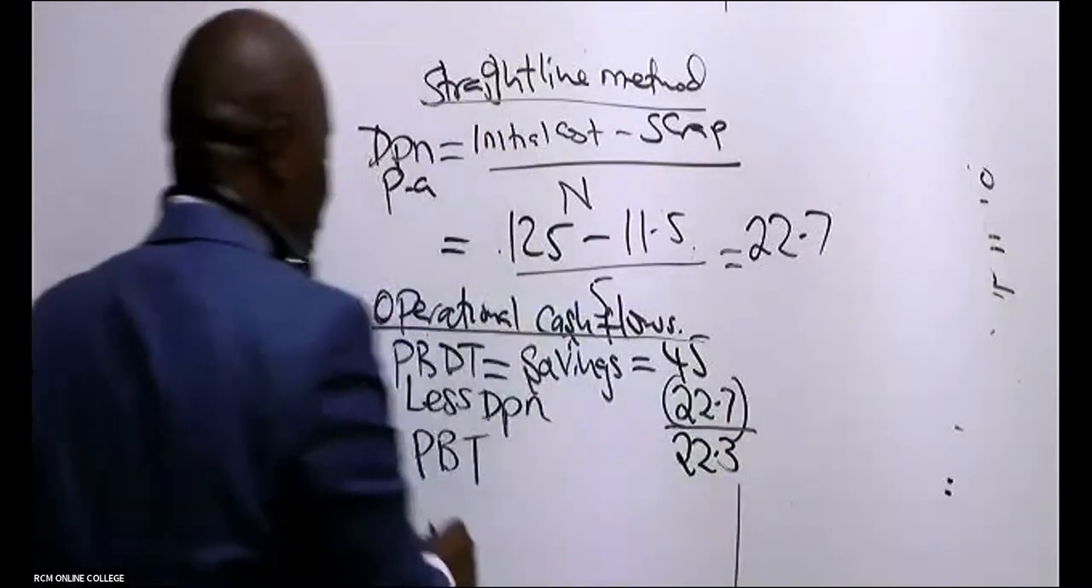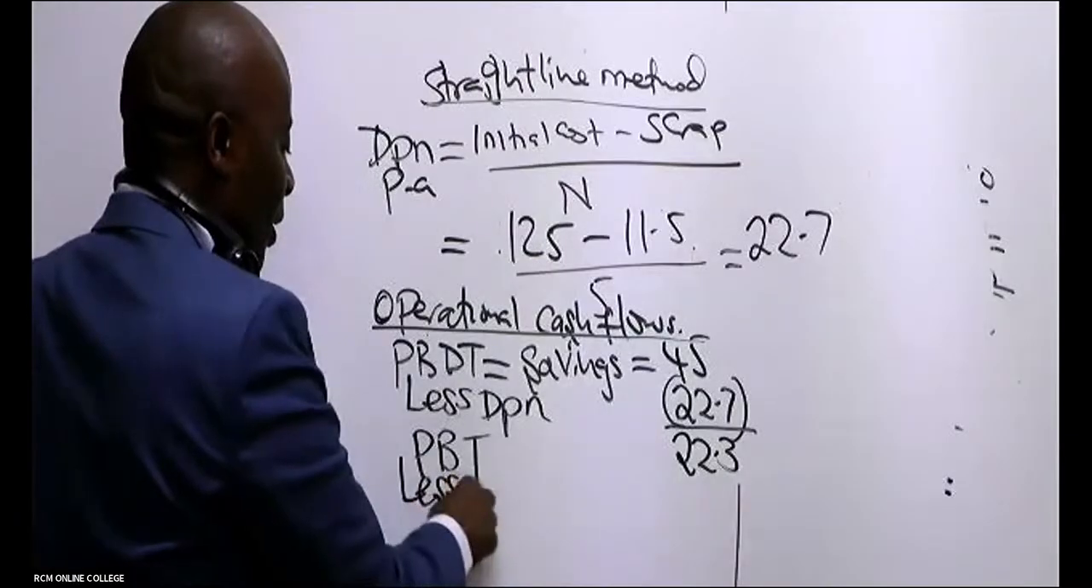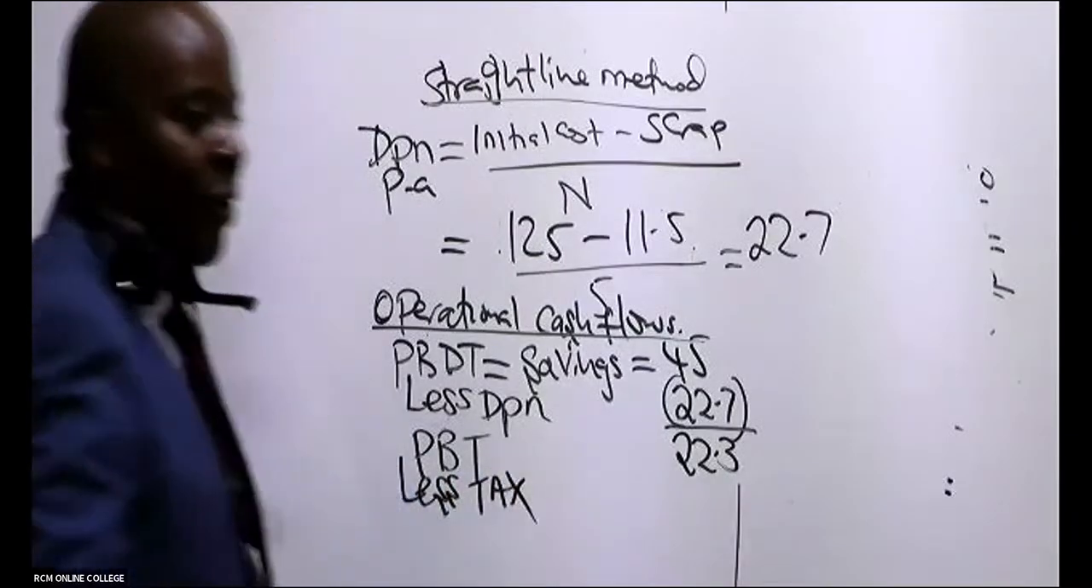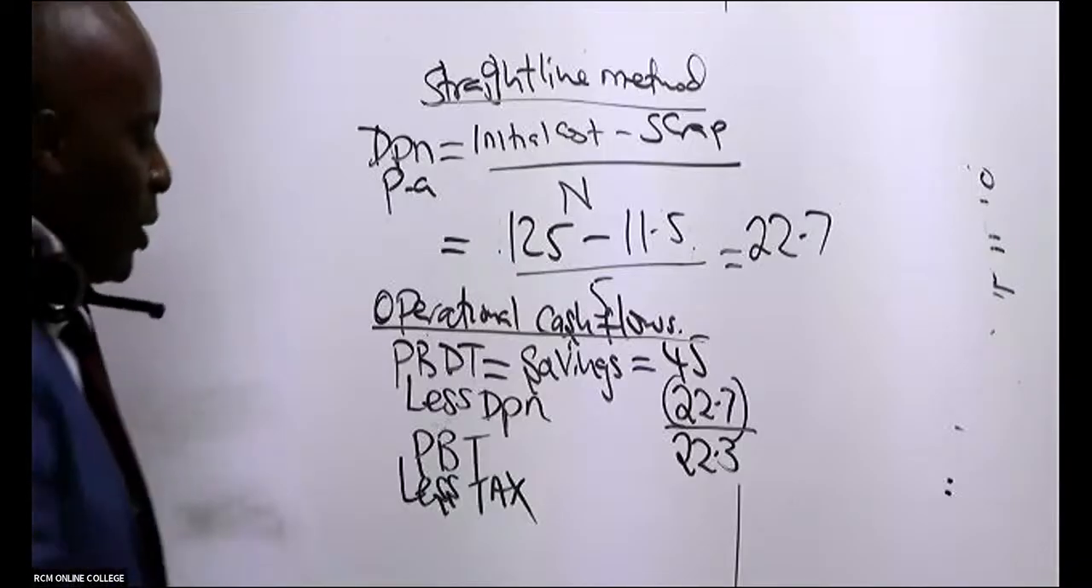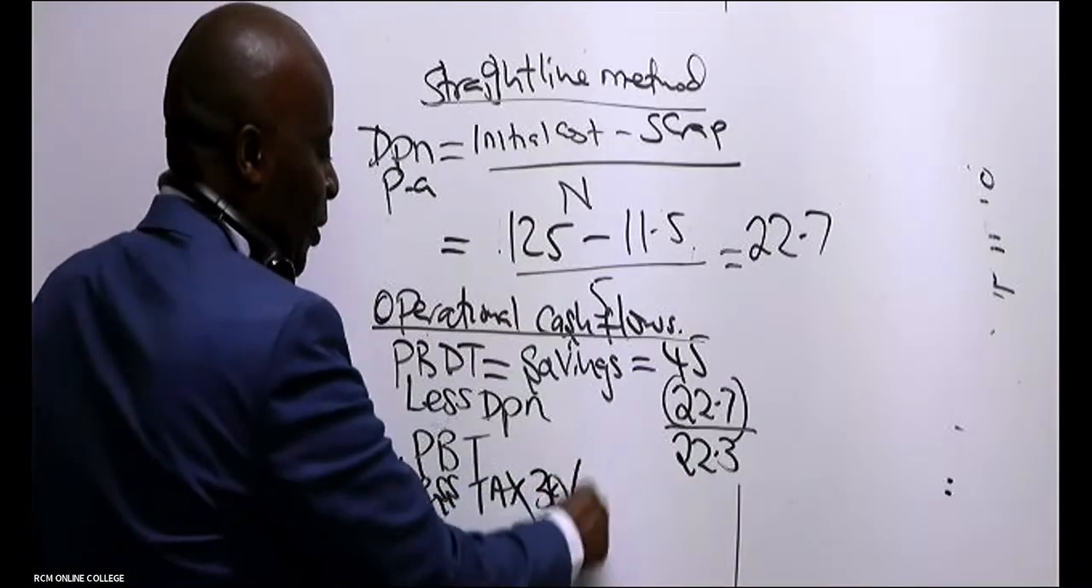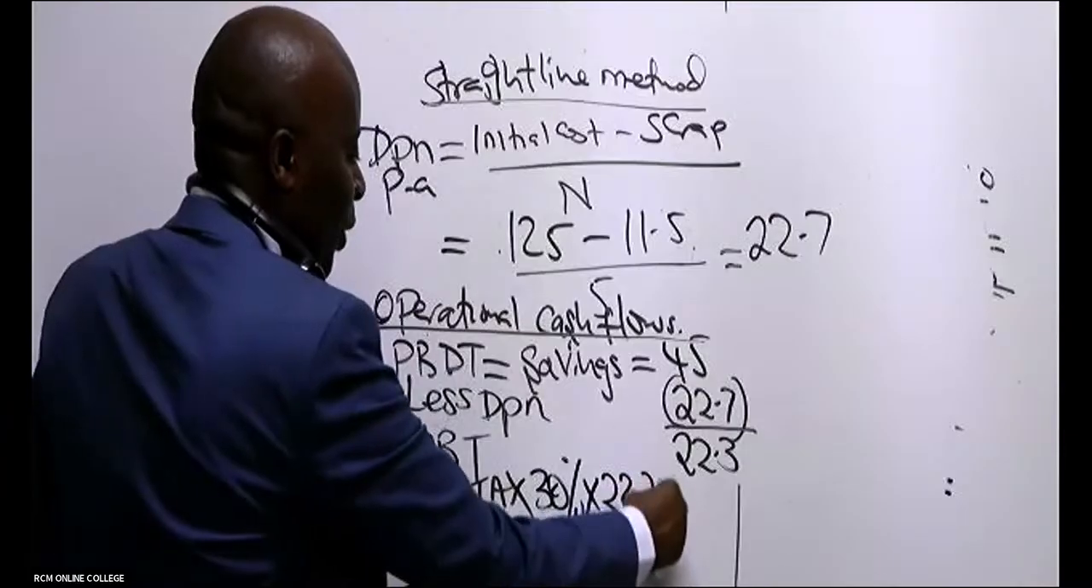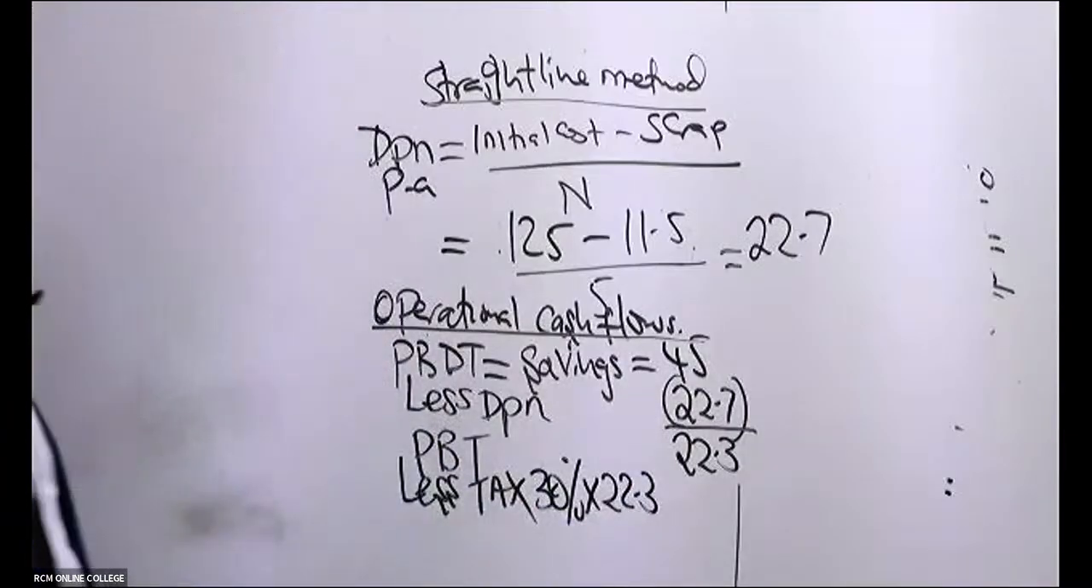Yeah. So then from there we come and less tax. CPA students always assume that tax is 30%. At times, examiners will give you 25%. You must read the question just to be sure about the rate of tax. So what is the tax rate given? Here it was very simple. It was 30%, isn't it? So 30% of this 22.3. Give me a number. 30% of this 22.3, which is the same as 0.3.